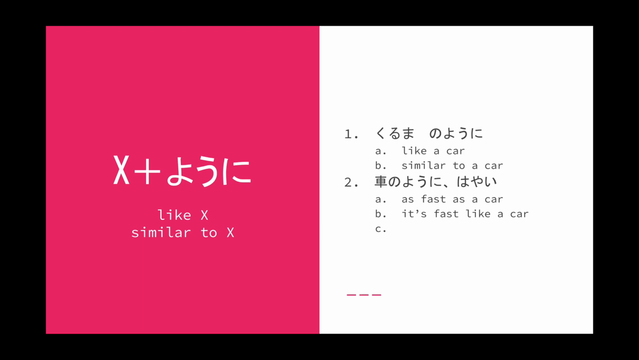As a second example, if someone says 車のように速い, keep the image of the car and add 速い, which means fast, to the image. Now your brain has an image of a fast car, and that's correct. You could translate it like it's fast, like a car. Or you could say this speed is as fast as a car. It depends on the context, but you get the picture now, I guess.